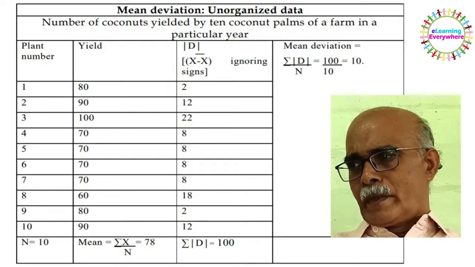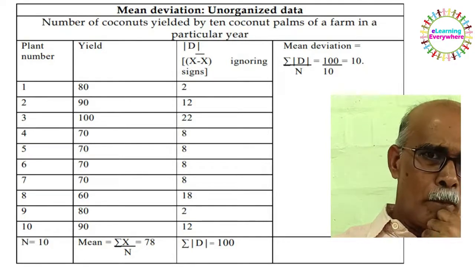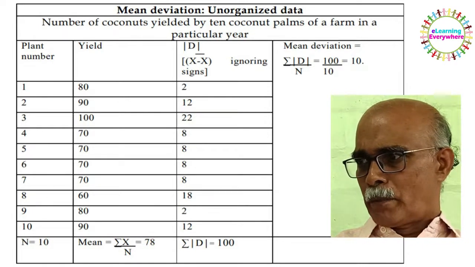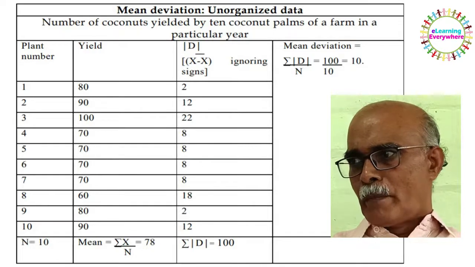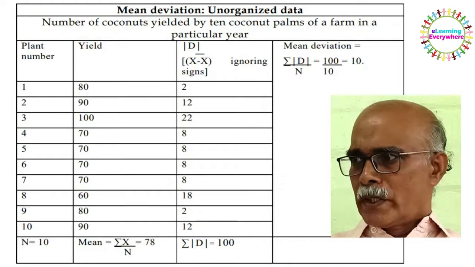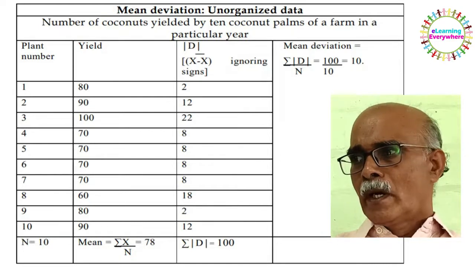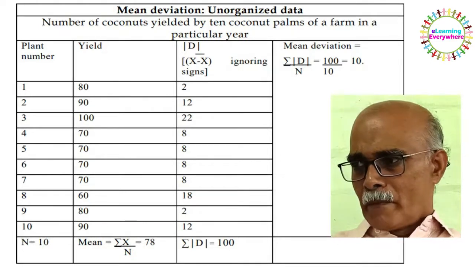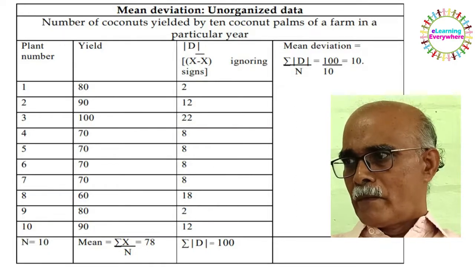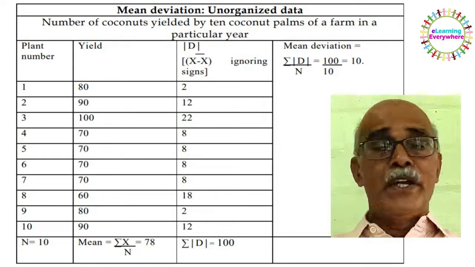So you are making a tabular form from the data given. In the first column, you are giving the plant numbers. If you are going to calculate the mean deviation of the number of coconuts yielded by 10 coconut palms of a farm in a particular year, for example, you are giving the plant number in the first column and you are giving the yield in the next column, and the next step is the calculation of N and the mean.